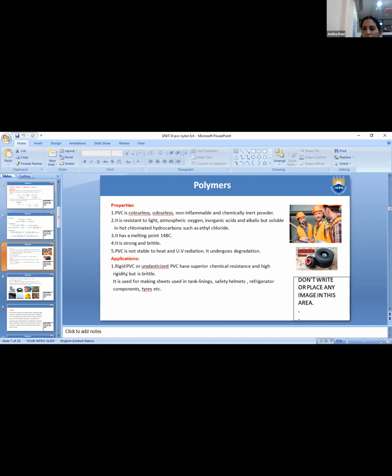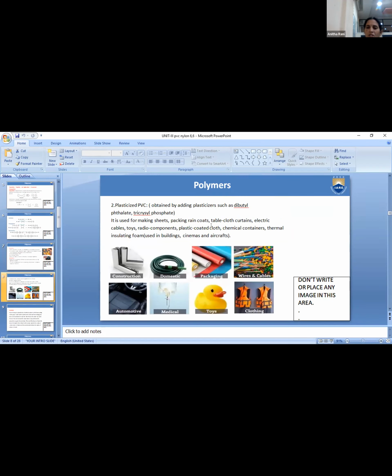Now, uses of rigid PVC: safety helmets, refrigerator components, tires. And next, uses of plasticized PVC: raincoats, tablecloth curtains, electric cables, toys, radio components. You can also write chemical containers, and thermal insulating foam in buildings, cinema theaters, aircrafts. Whatever you can remember; I gave nine examples. At least four or five you should remember.